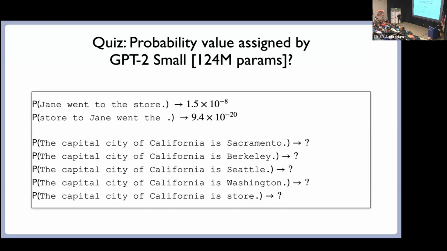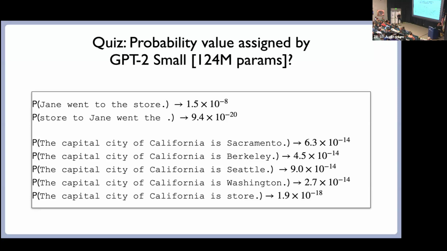What about the other 5 sentences? I'll just give the answers. So it assigned a score. For the first 4 sentences, it's giving reasonably high scores because these are all sensible sentences. And for the last one, because it doesn't make sense that store is a capital city, it's assigning a much lower score. So you can see that the scale of these values kind of makes sense.